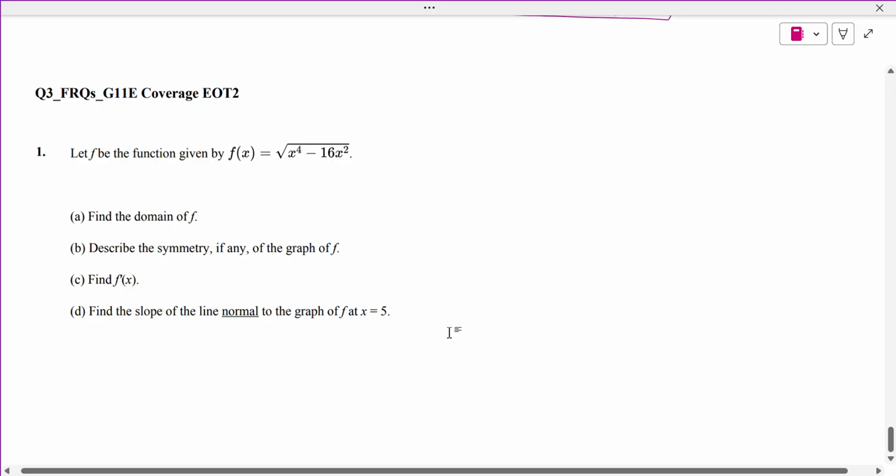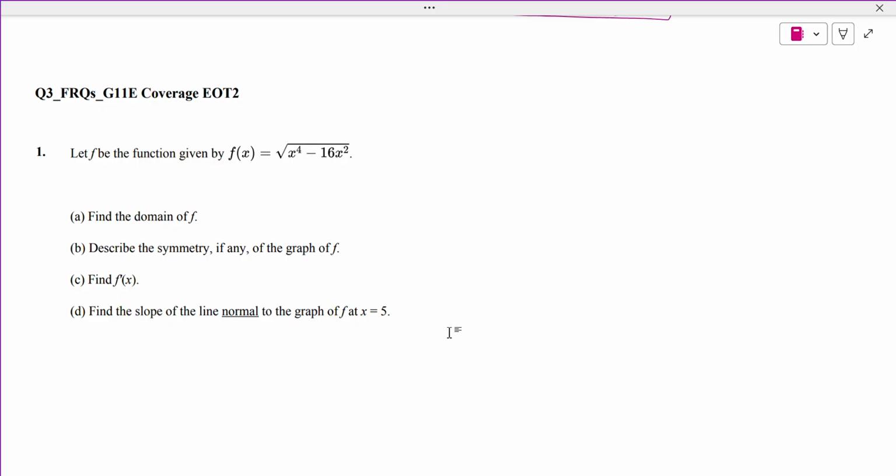This is the first question from the file of question 3 from the coverage of a grade 11 elite. So this is a suggested question that says: let f be the function given by f of x equals the square root of x to the power of 4 minus 16x squared. Part A says find the domain of f.